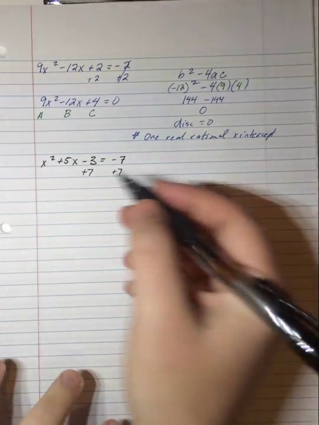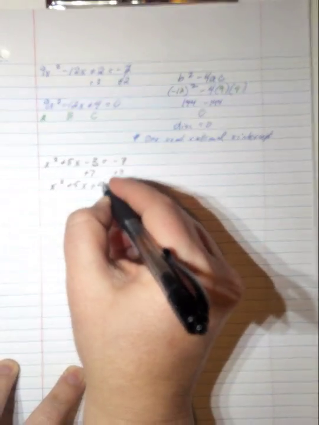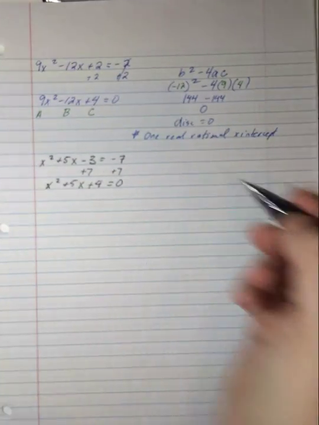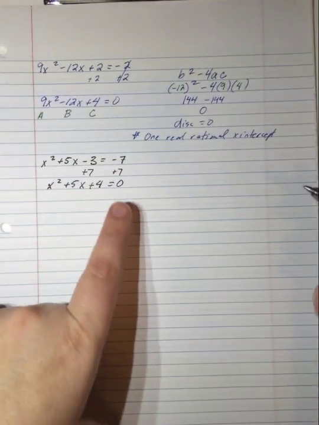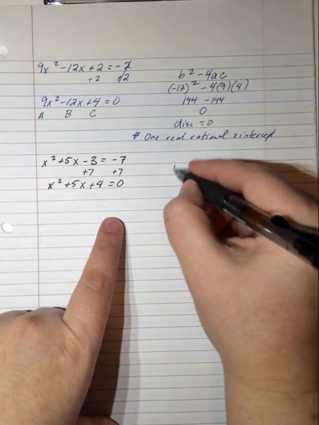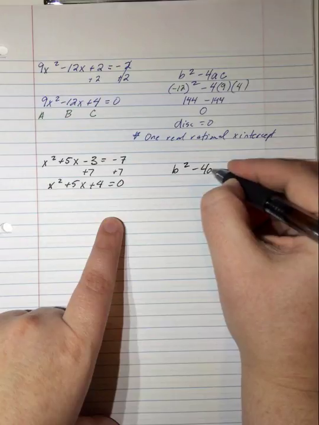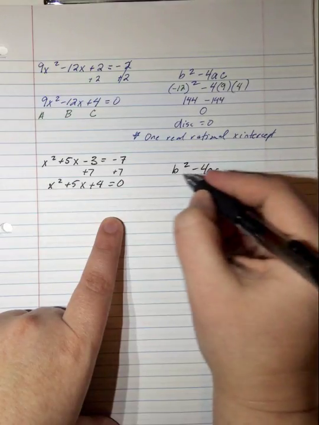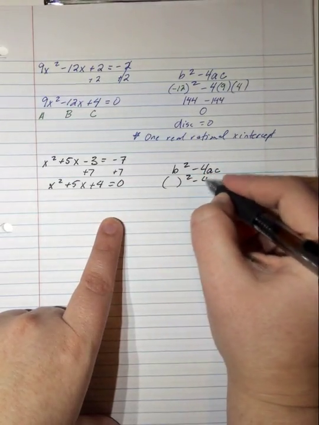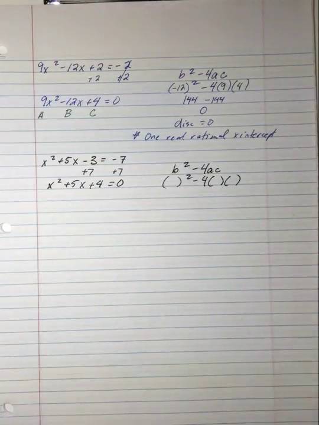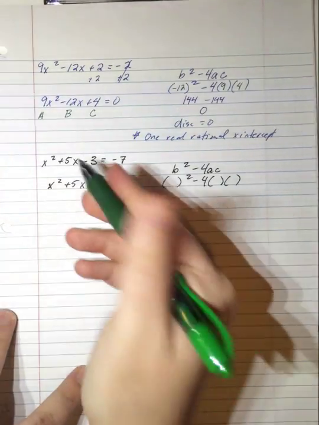Okay, when you add 7 to both sides, you get x squared plus 5x plus 4 equals 0, which is exactly what you want. You want this equal to 0 right here. Now let's use our formula, b squared minus 4ac. Put your parentheses in there, don't want to lose those. Label, that way you know you're doing this right.